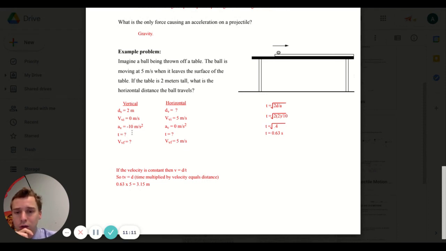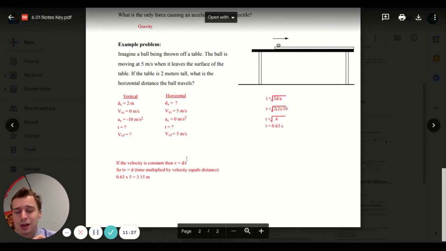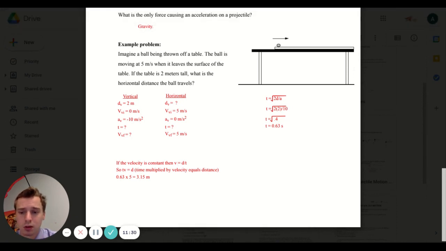So now I have the time vertically, which remember is the same as the time horizontally, right? The final piece of this, I could use a kinematic because I have lots of information about my horizontal pieces now, but I'm going to use my knowledge on the fact that if the velocity is constant, in this case, again, horizontal velocity is constant, then my velocity is just equal to the distance divided by the time. So I rearrange that and I get the time times velocity gives us our distance. So I know its velocity is 5, I know the time is 0.63 seconds, so I just multiply those together and I get 3.15 meters.